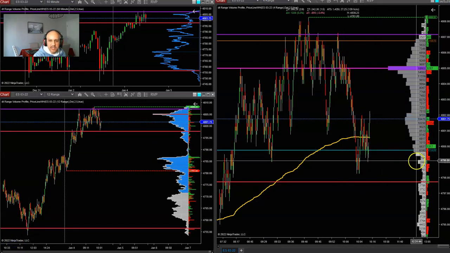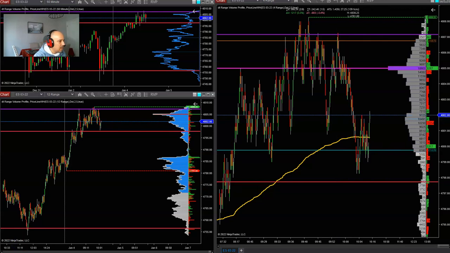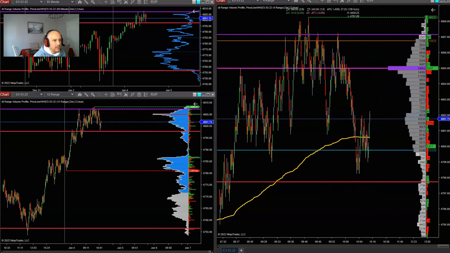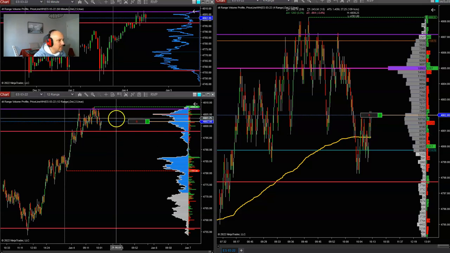Okay, so the market's rejecting this area here. We'll see what happens here. It's moving sideways right now, so let's see what happens. All right, I'm going long, guys.